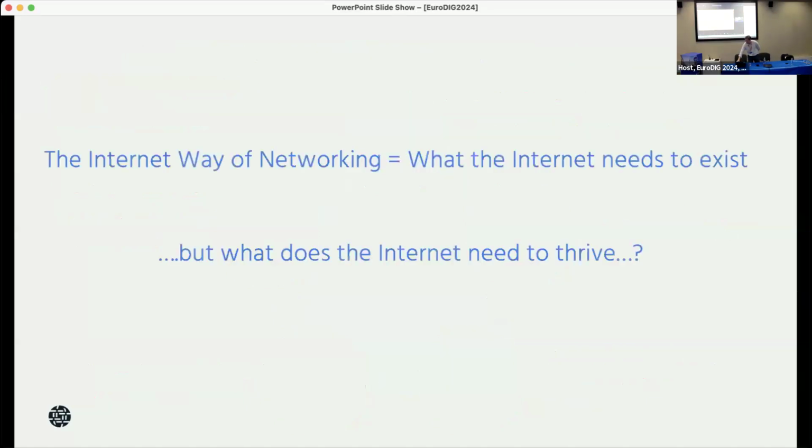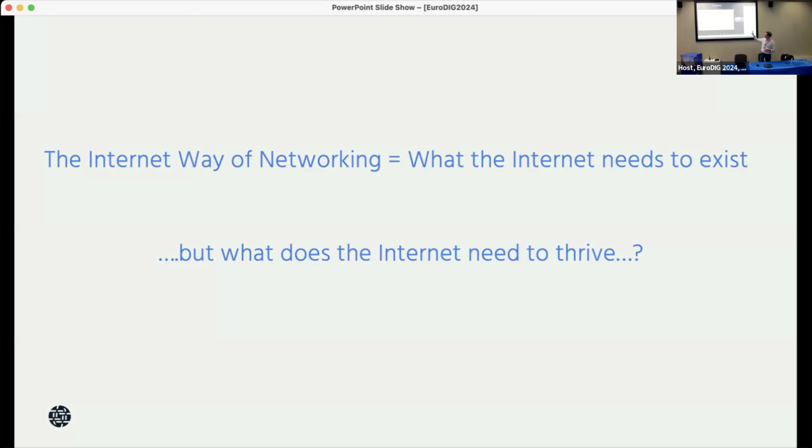So that was a recap of this internet way of networking that describes what the internet needs to exist. But the question here is, what does the internet need to thrive? You can think about the things that I just described about the critical properties as the necessary conditions that you need to have an internet, but they're not sufficient in and of themselves to create an open, globally connected, secure, and trustworthy internet.